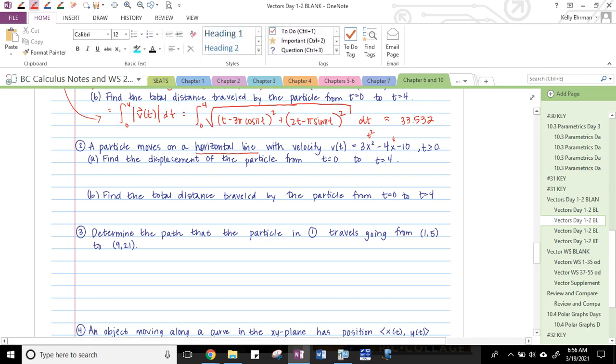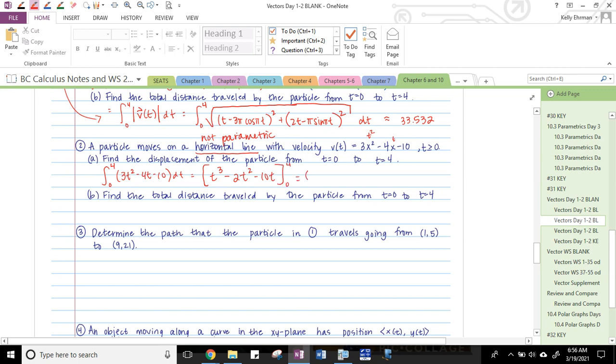So I don't need parametric equations. I don't need vectors. If I want to find displacement and I have a velocity equation that's not in vector form, I can still just say the net displacement is the integral from 0 to 4 of 3t squared minus 4t minus 10 dt. And again, we'll do this one by hand. So 3t cubed over 3 will be t cubed minus 4t squared over 2, minus 2t squared minus 10t, evaluated from 0 to 4.